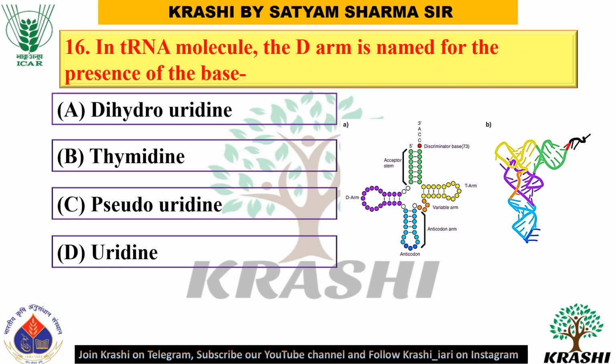Question number 16. In tRNA molecule, the D arm is named for the presence of the base. The base is called dihydrouridine. The D arm is a feature of tertiary structure of transfer RNA. The main function of D loop is recognition and it contains the base dihydrouridine.